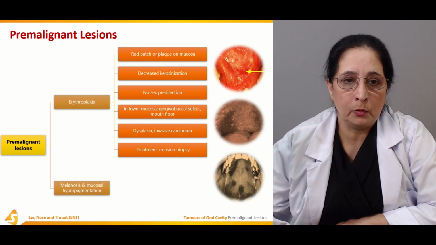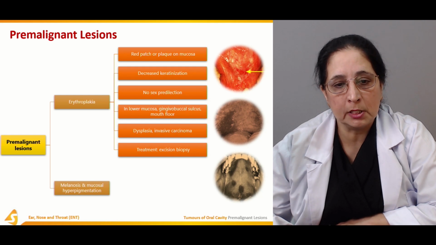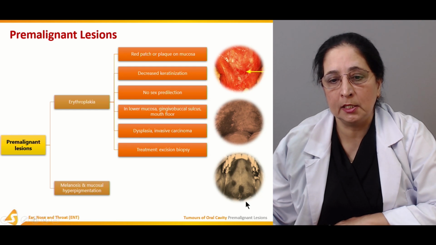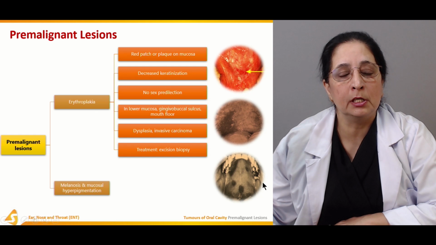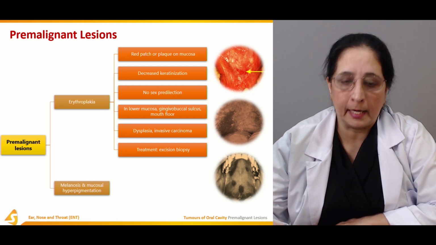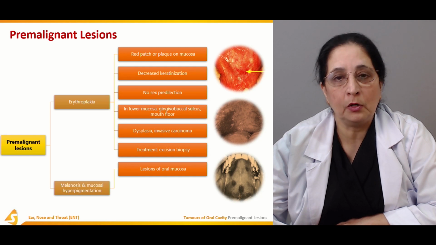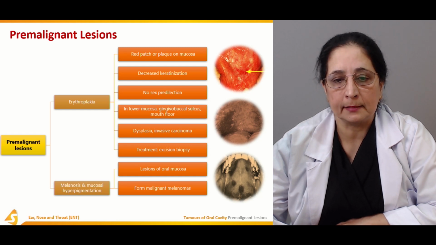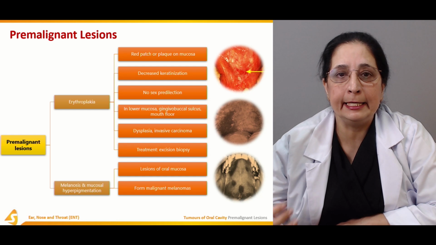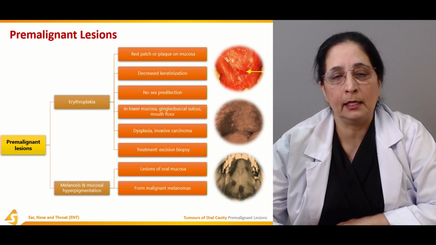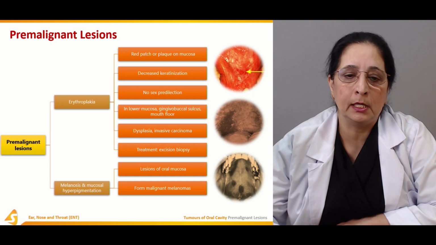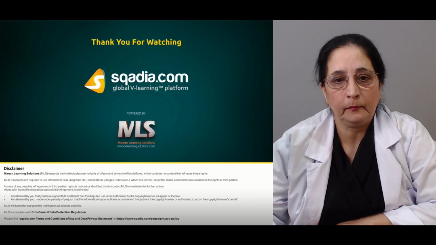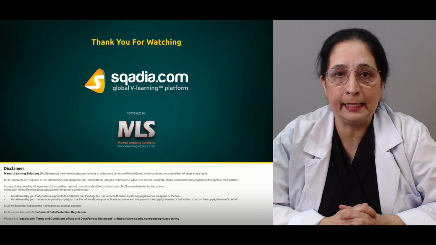And then we have also other premalignant lesions, melanosis and mucosal hyperpigmentation. This blackish patch you can see is due to hyperpigmentation or increased production of the pigment by the melanin cells. Lesions of oral mucosa can form malignant melanomas. So these are the premalignant lesions: we have erythroplakia, we have melanosis and mucosal hyperpigmentation. Biopsy is mandatory. So this was all about the premalignant lesions.